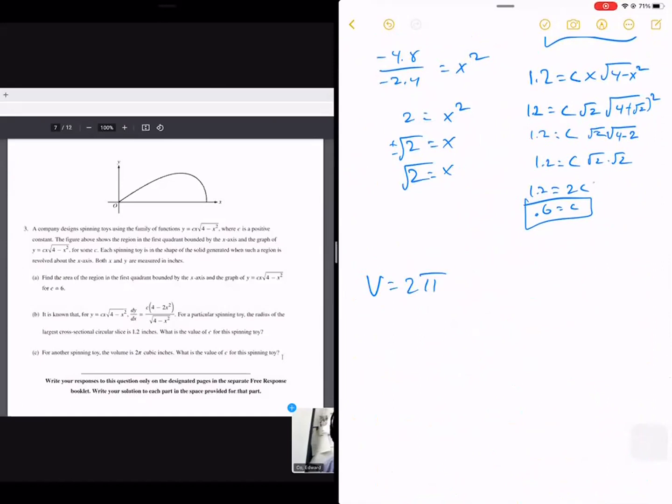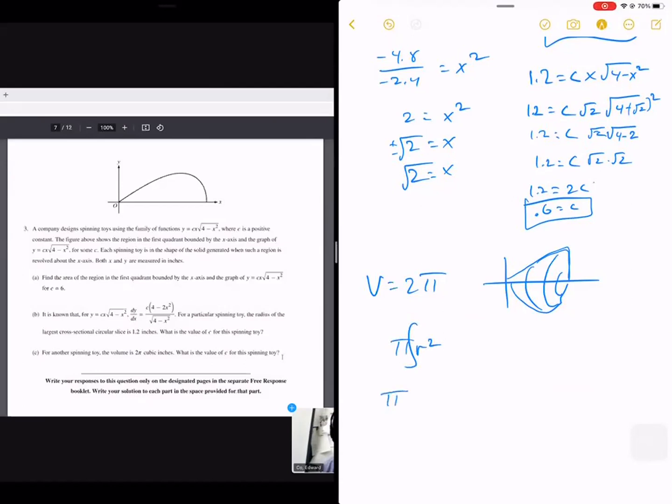The volume is this shape that we're going to spin around the x-axis. So we have our toy spinning this way, right? We know it's going to be circles, so this is a disk. So you have the integral of pi r squared, because we're adding circles together. So it would be the pi.